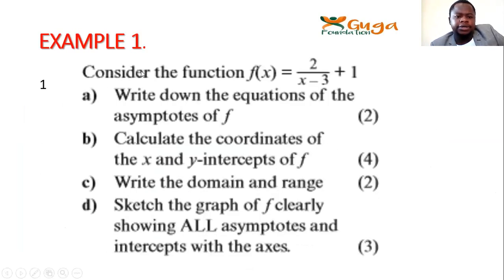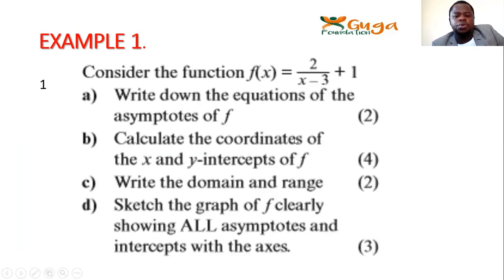Now let's look at example number 1. They say consider the function f of x equals 2 over x minus 3, plus 1. The question number 1 says write down the equations of the asymptotes. So you will start here with this one. So y is equal to 1, and then x minus 3 is equal to 0, then x is equal to 3. Then for you to calculate the coordinates of the x and y intercepts, we have said that when calculating the x-intercept, y is equal to 0, and for the y-intercept, x is equal to 0, right?